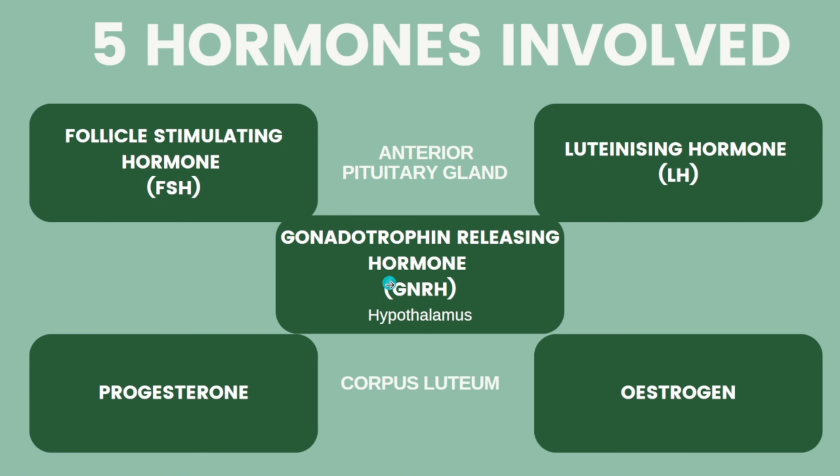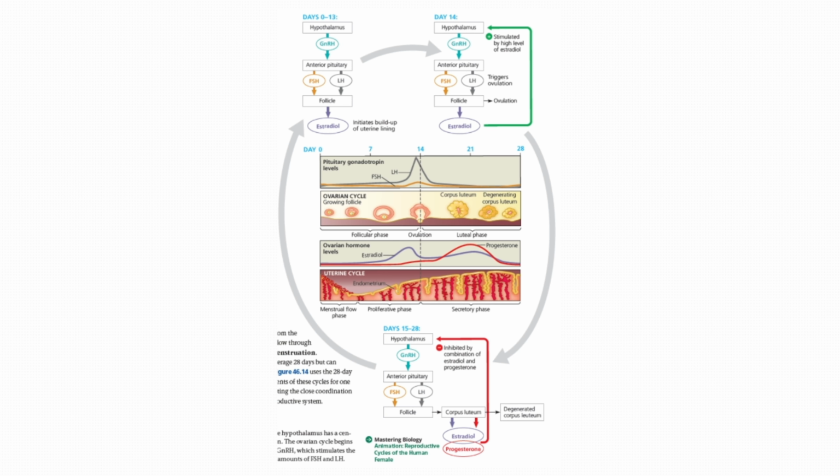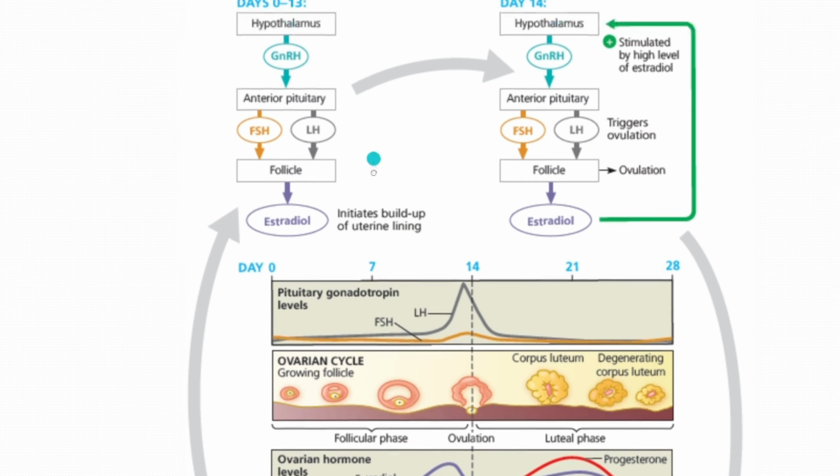Another hormone is GnRH, gonadotropin releasing hormone, which is secreted from the hypothalamus. And there are another 2 hormones, progesterone and estrogen. Mostly they are secreted from the corpus luteum. Okay, so let us see the entire process of menstruation.